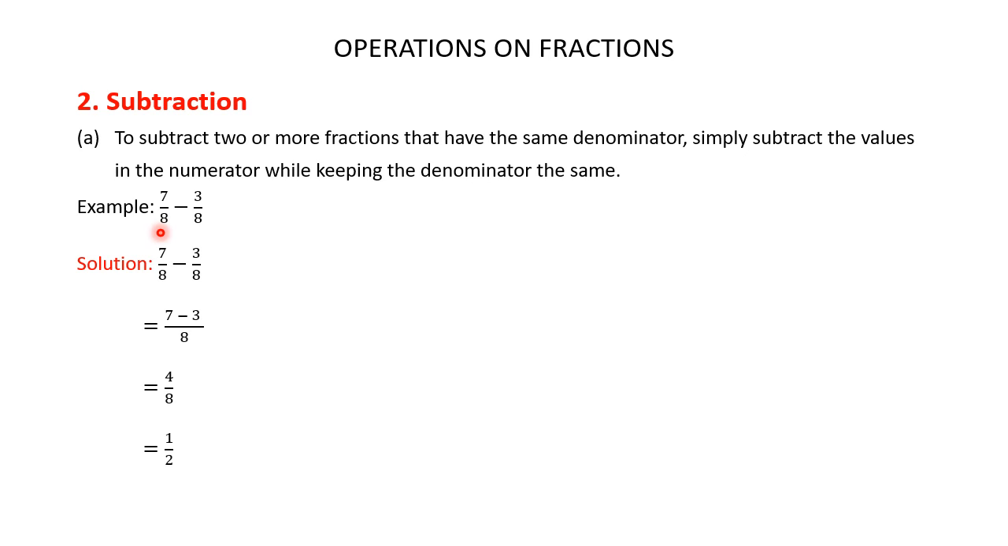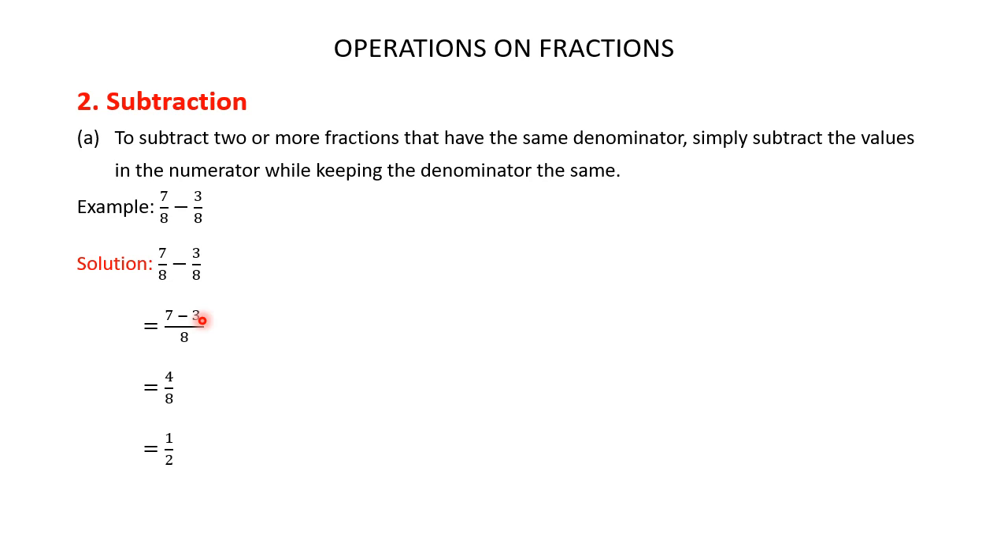Find the value of 7 by 8 minus 3 by 8. So now you have to subtract these two fractions, 7 by 8 and 3 by 8. When you observe these two fractions, you will notice that the denominators are the same, that is 8. So keep 8 as the denominator of the answer also. Now, since the denominators are the same, to subtract these two fractions, you just have to subtract the values of the numerator. So 7 minus 3 is 4.